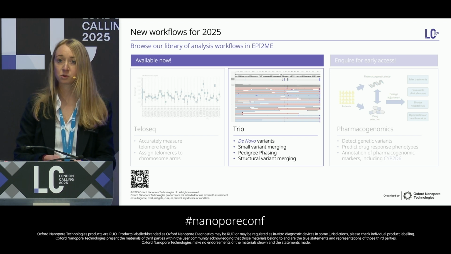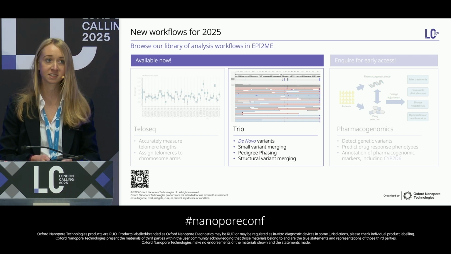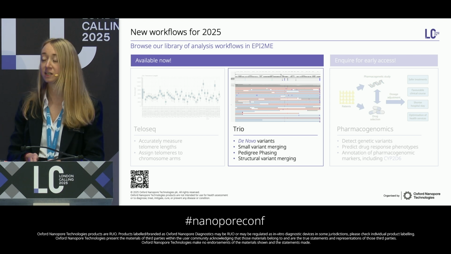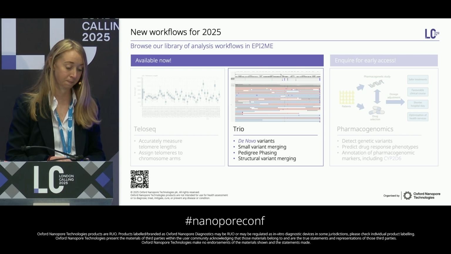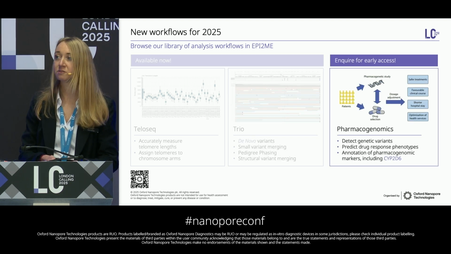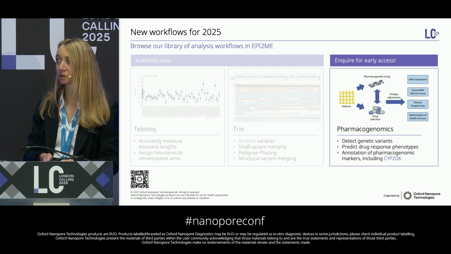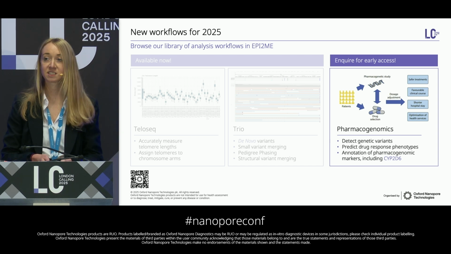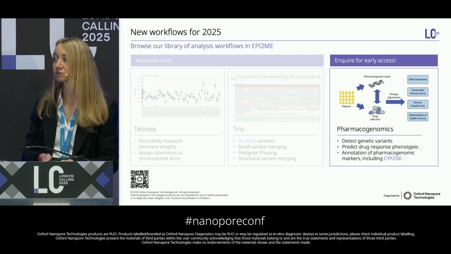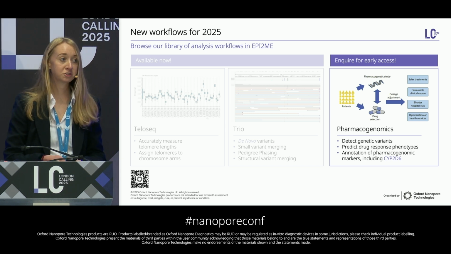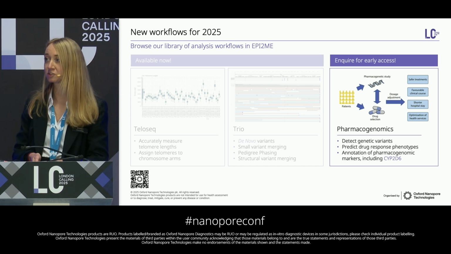Then we have the TRIO workflow, which can be used for joint variant calling and pedigree phasing, so looking at an individual and comparing it with the biological parents, and this allows you to more confidently look into de novo variants. Last but not least, we have the pharmacogenomics or PGX workflow. This can be used for detecting genetic variants, predicting drug response phenotypes, and annotation of pharmacogenomic markers. If you're interested in this workflow, then please let us know to gain early access.